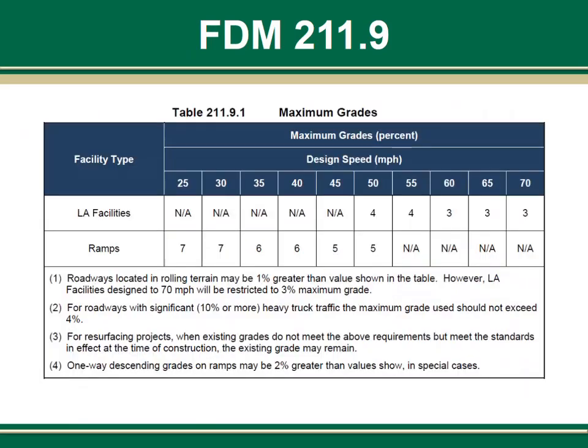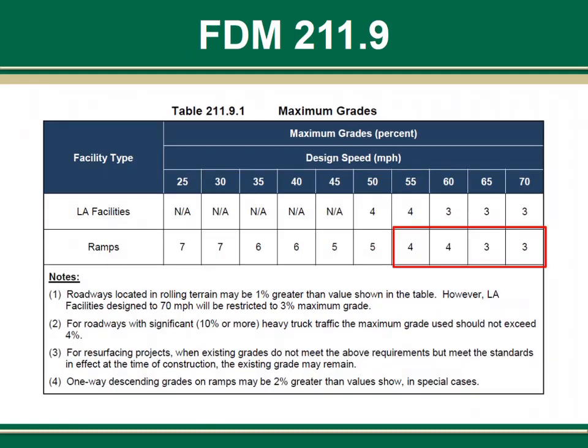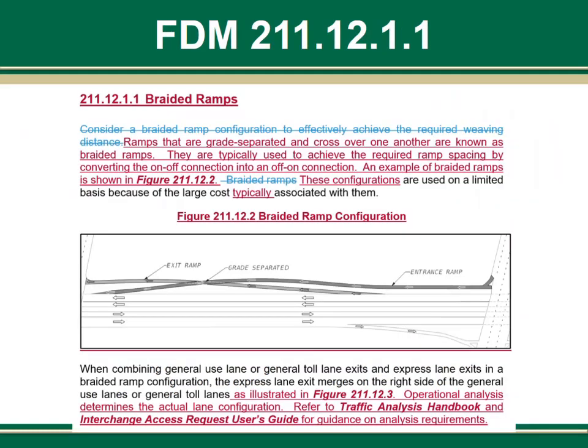Also, another change that we made to the vertical alignment section was in the subsection on grades. Table 211.9.1, which is our maximum grades table, previously listed NA for maximum grades. However, we realized that we do have ramps that may have design speeds of 55 miles per hour and higher, so we needed to add this information. So we now have criteria for maximum grades on ramps with design speeds of 55 miles per hour and greater.